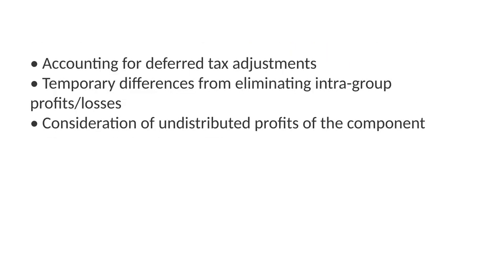Next, don't forget the tax implications. You must account for deferred tax adjustments arising from temporary differences. These usually stem from the elimination of intergroup profits and losses or undistributed profits of the component.